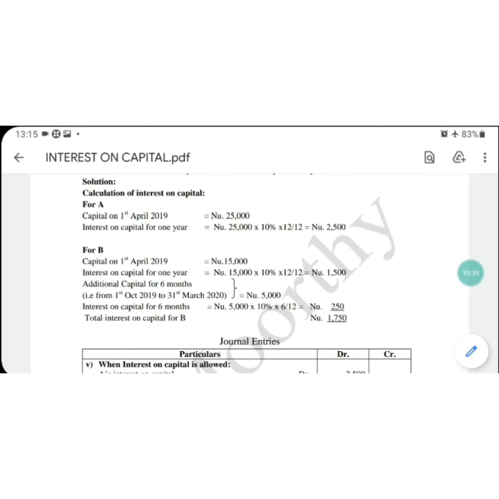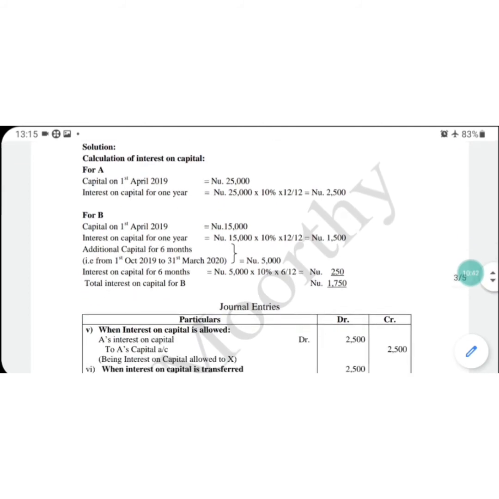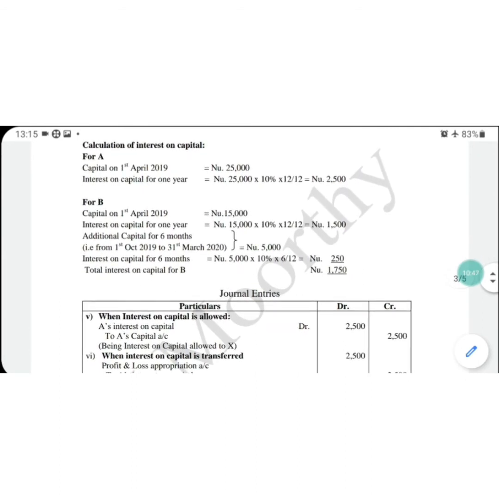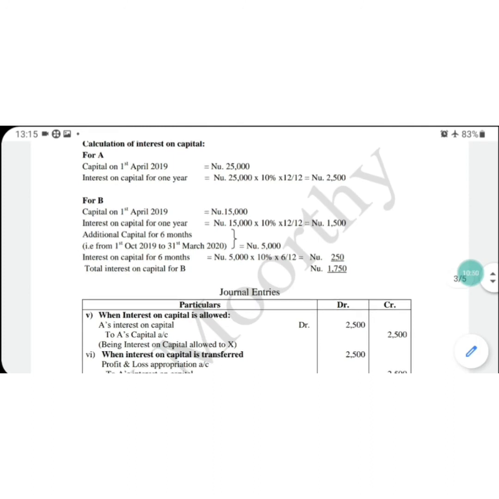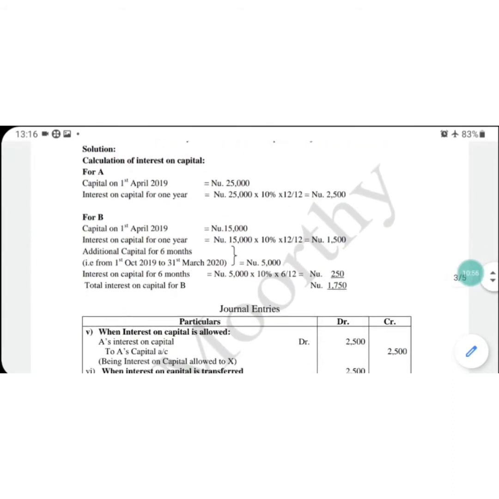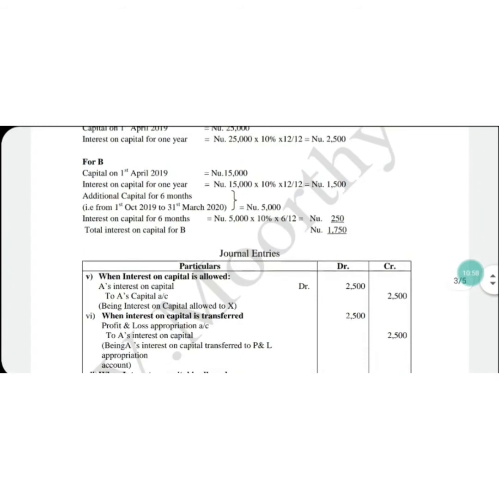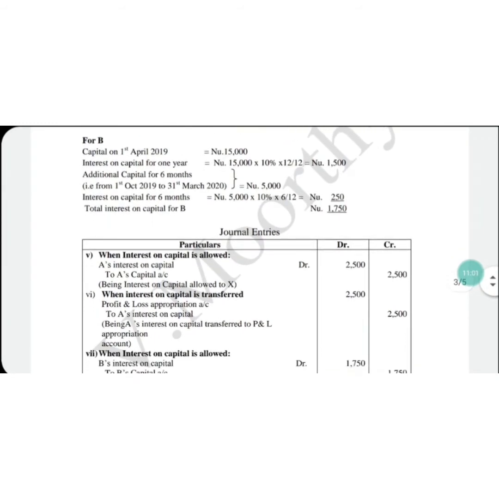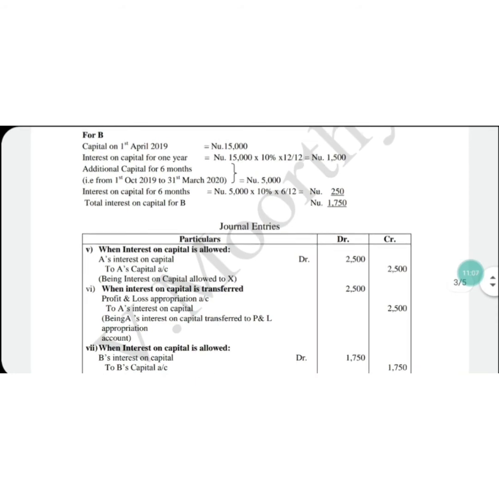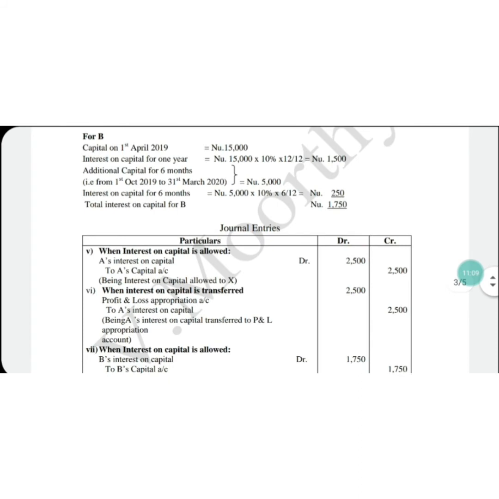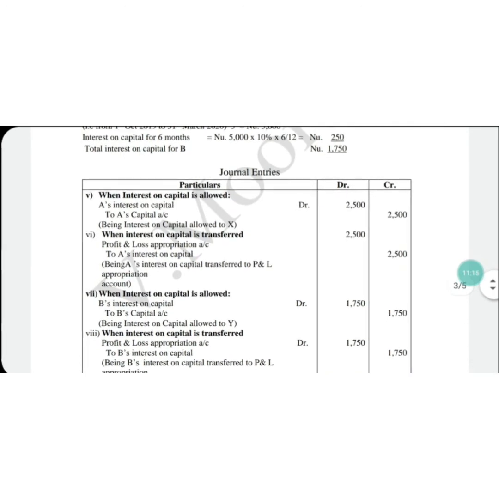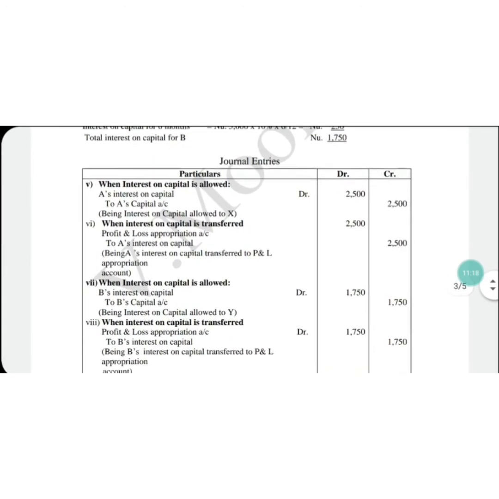So based on this, you have to pass the journal entries as per the above interest on capital for A and B. Already I have shown the journal entries in the previous question, so no need to explain that again. You can refer to the previous question and pass the journal entries. One journal entry will be passed as the closing journal entry, and one journal entry has to be passed for the transferring journal entry. So two journal entries have to be passed in case of the interest on capital.